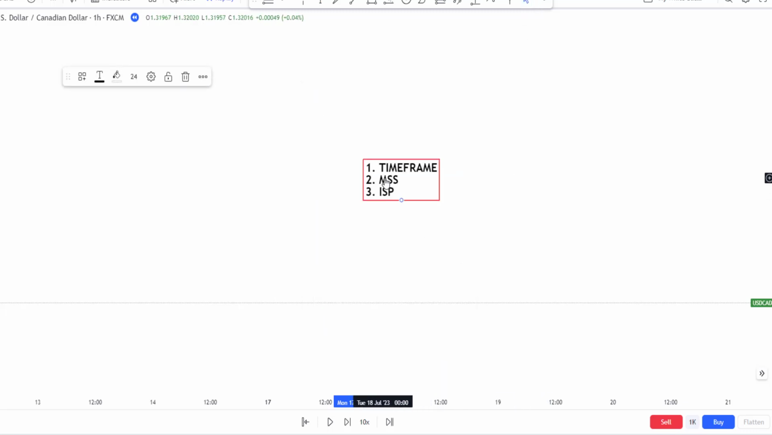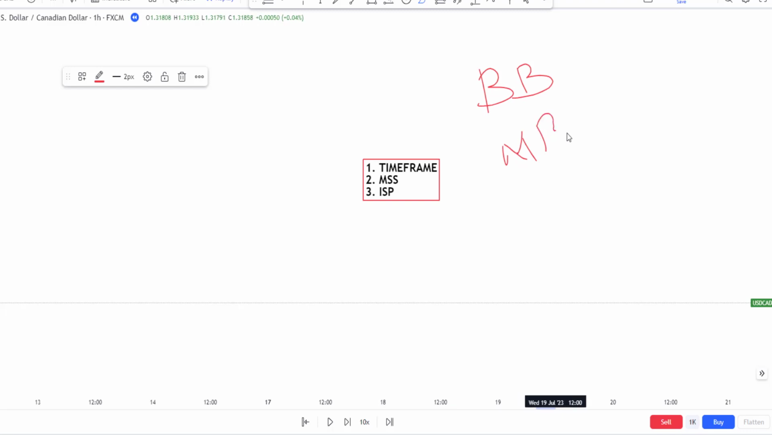Your time frame should be either the 4 hour or the 1 hour time frame as a beginner, and then secondly you should focus on market structure shift, and then thirdly you must focus on institutional swing points such as a breaker block, all right, and a mitigation block. So these are the things that you should focus on.